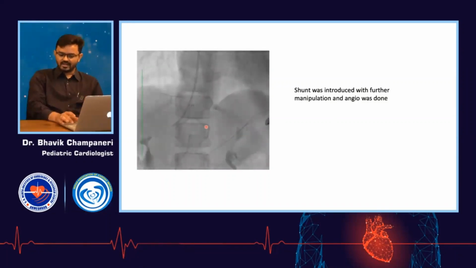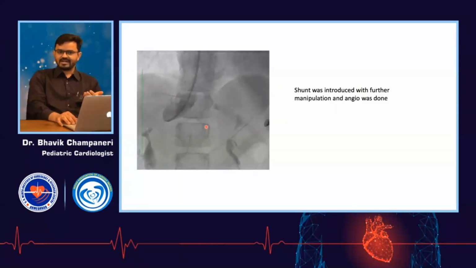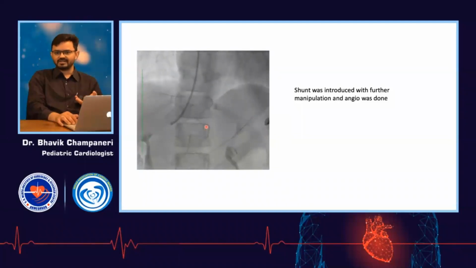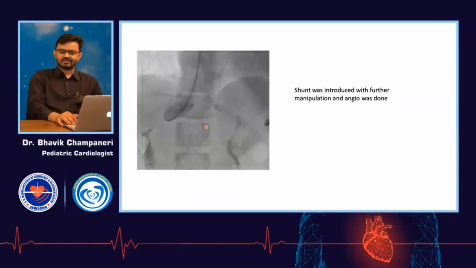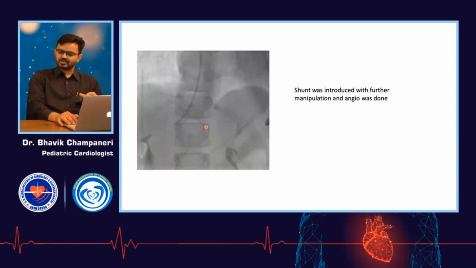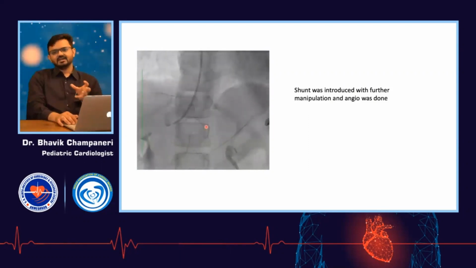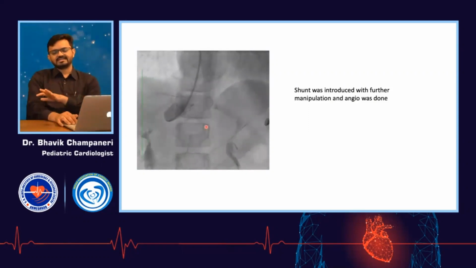So here again the thought was what device to be used. Vascular plug, if you are planning, vascular plug comes up to the diameter of 22 millimeter. So that device was out of the question for this patient. So we were left with devices which are used in congenital heart diseases. That comes PDA device or patent ductus arteriosus device or ASD device.